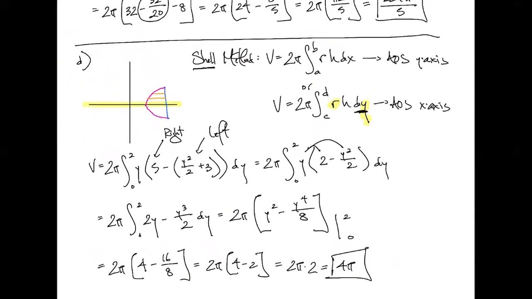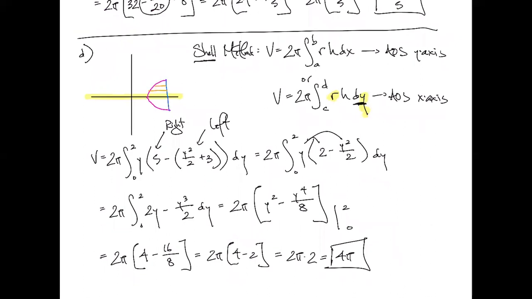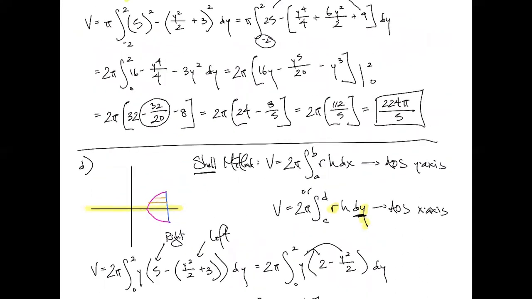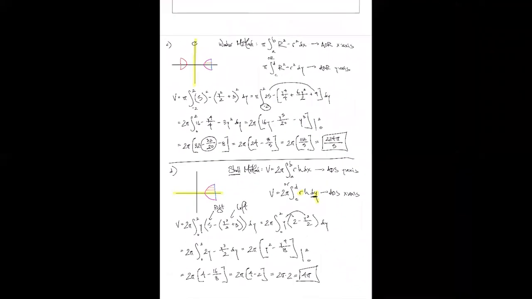Okay. So when we revolve them around different axes, we do not get the same answer. That's something that's really important to note here. Okay, we got 4 pi for this answer, but we got 224 pi over 5 for the other answer. So when we're revolving, the axis of revolution will impact our answer. And so it's important that we set this up correctly because the actual integral is not super challenging, but the setup is really where we need to make sure we're very clear, okay?